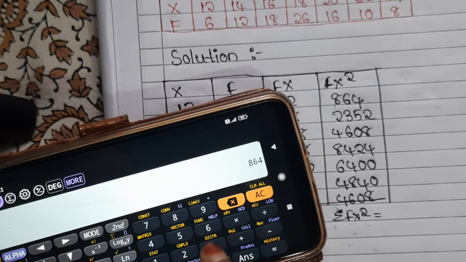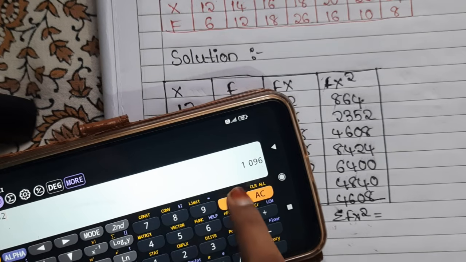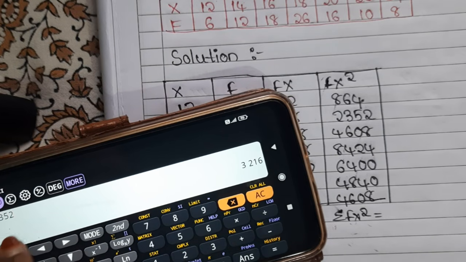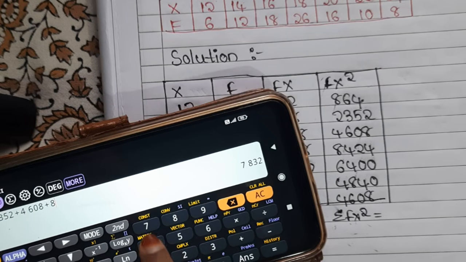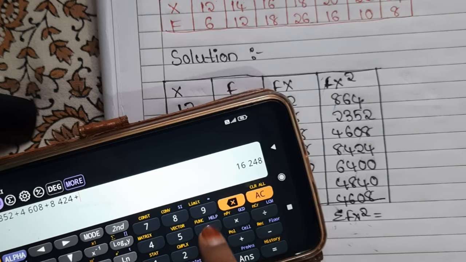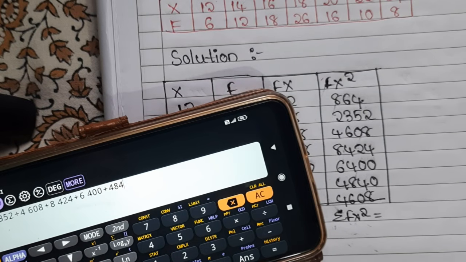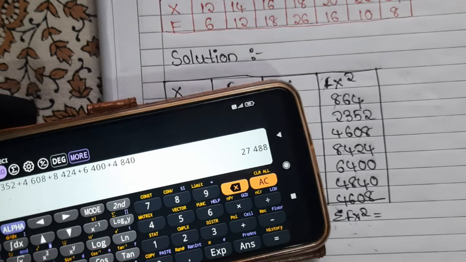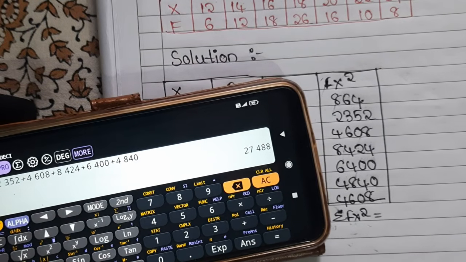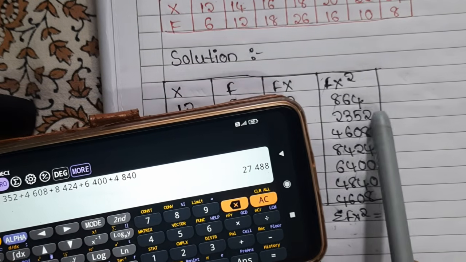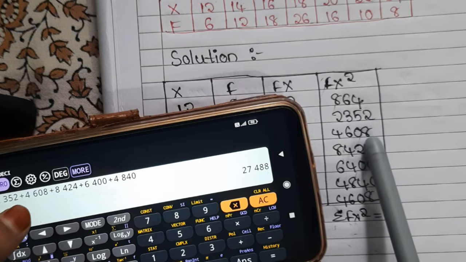864 plus 2352 plus 4608 plus 8424 plus 6400 plus 4840. How much is it? It is 27488. Once again you check whether you have entered the values correctly or not.